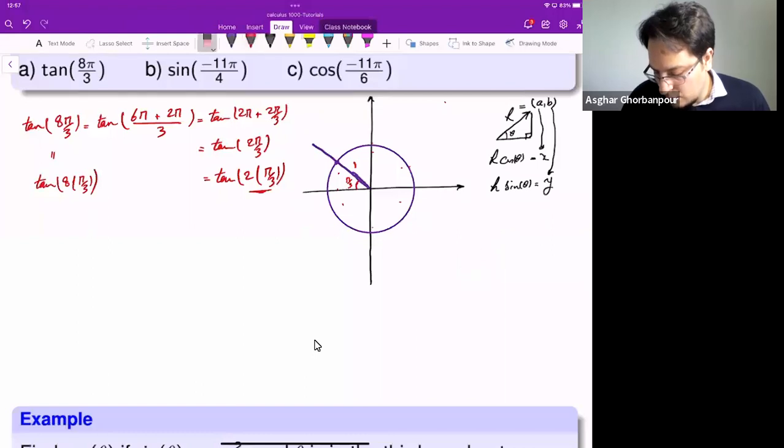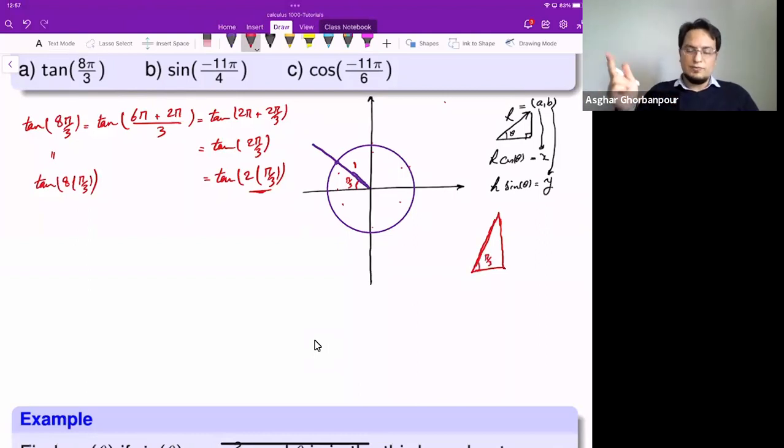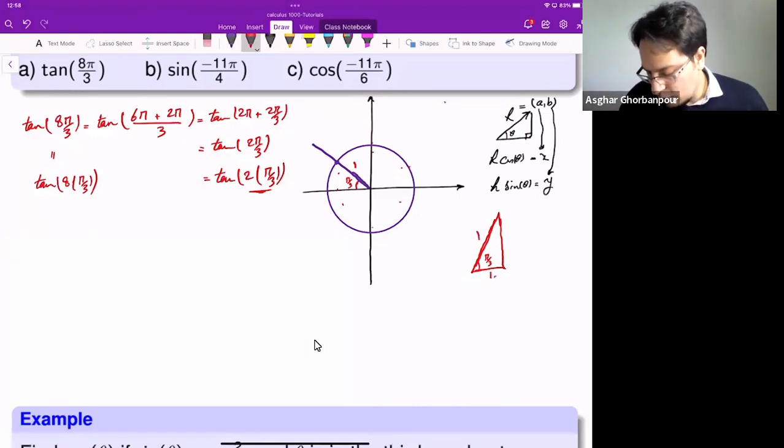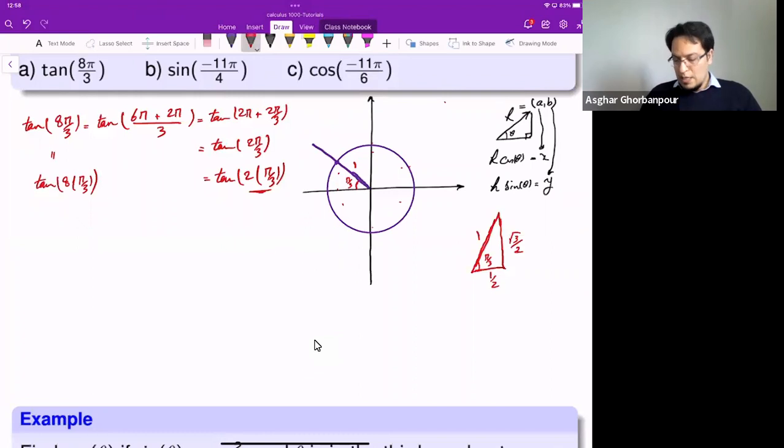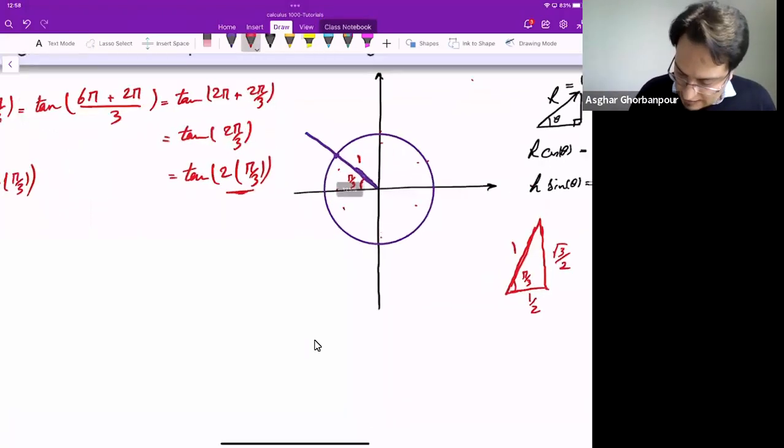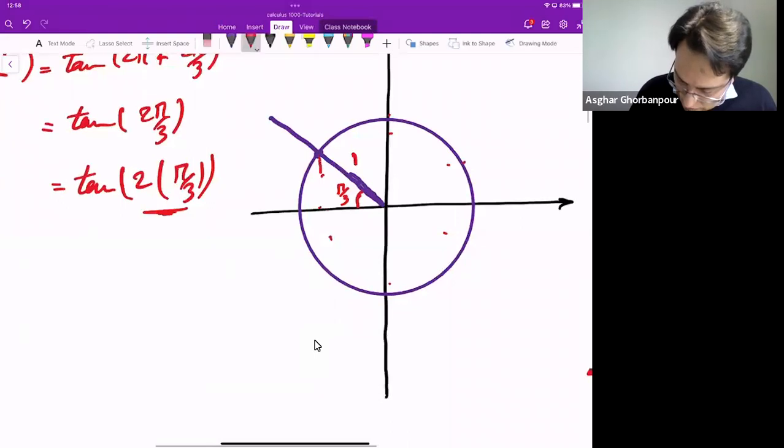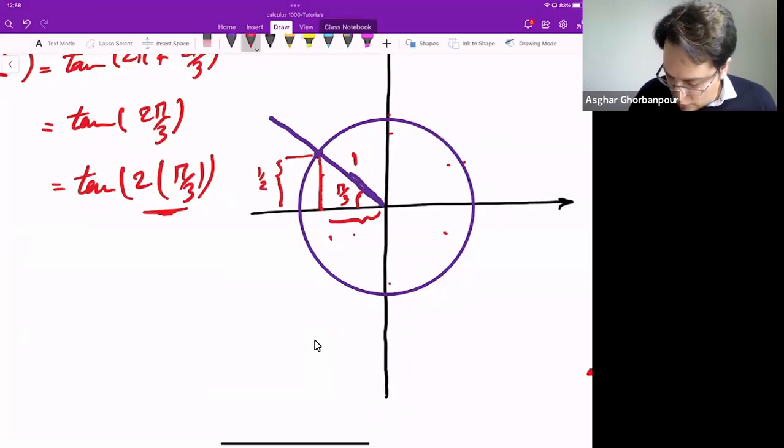It's not a very nice pi over 3, but I'll try. One of those angles that you have, this is pi over 3. I will use one of those special triangles. If the hypotenuse is 1, this side is going to be 1 over 2, and this side is going to be root 3 over 2. So I have these values there. The length of these sides I now know. This is 1 over 2. This is root 3 over 2.